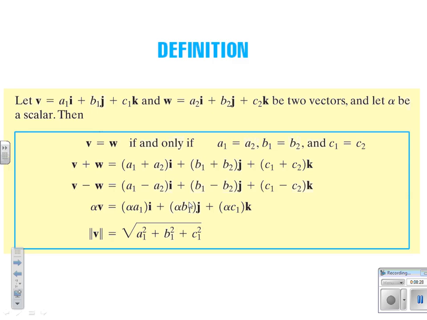So everything is the same except we have now a k coefficient that goes with our k part of our vector. So when we add vectors, we're still adding the coefficients of each of the components. When we're subtracting, we subtract those components. And multiplying by a scalar, we're still multiplying each of our coefficients by that same scalar. And then the magnitude is equal to each of the coefficients for the components squared and added together.